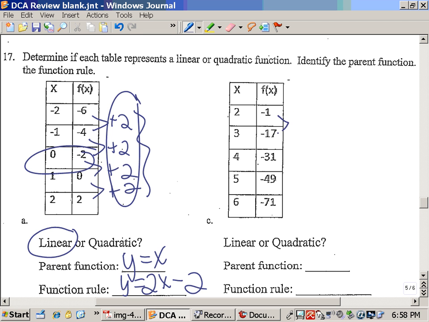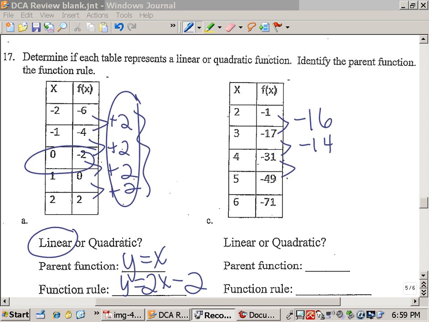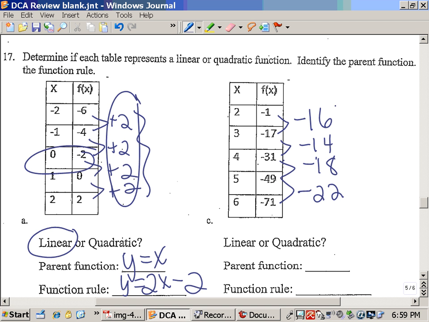From negative 1 to 17 is down 16. From 17 to negative 31, and then from 31 to 49 is going down by 18. From 49 to 71 is going down 22. Well, it's not linear because these aren't the same, so let's see if it is quadratic. From 16 to 14 is up 2. From 14 to 18 is down 4. 18 to 22 is down 4 as well.